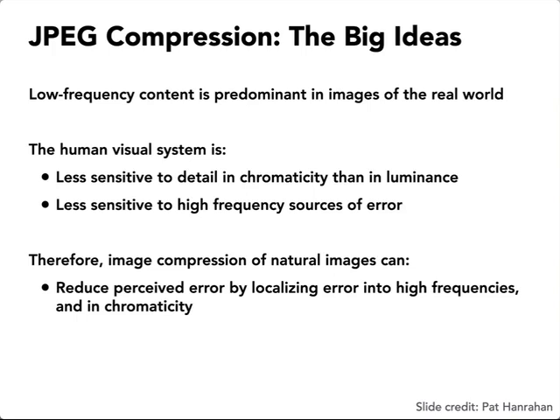If you remember from color lecture, chromaticity has to do with the color of the rainbow, which color of the rainbow is it, and how saturated is it. Luminance is how bright is the picture. Is it dark? Is it bright, close to white, close to black? The human visual system is also less sensitive to high frequency sources of error than low frequency sources. Therefore, taking those two big ideas, image compression of natural images can reduce the perceived error in the images by localizing the compression error into high frequencies and into chromaticity.